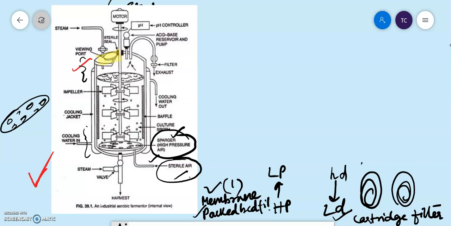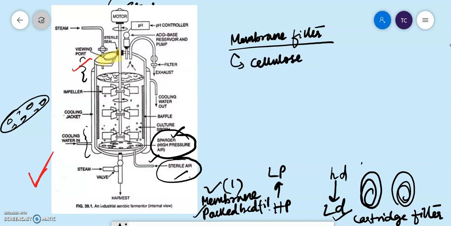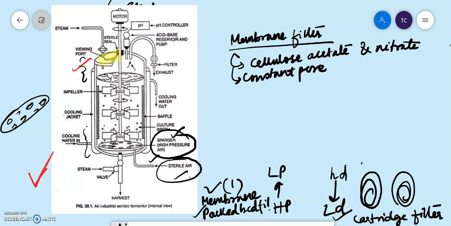So let's start. The first is your membrane filter. You know that they are made up of cellulose acetate and nitrate. So the membrane filter is made up of cellulose acetate and nitrate, and the most important thing is your constant pore size, to ensure filtering of particulate matter.